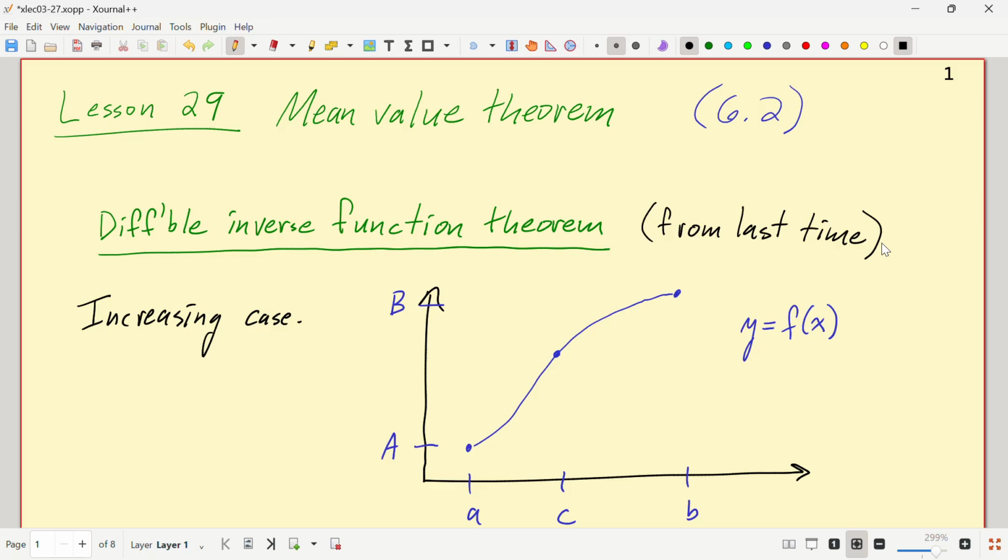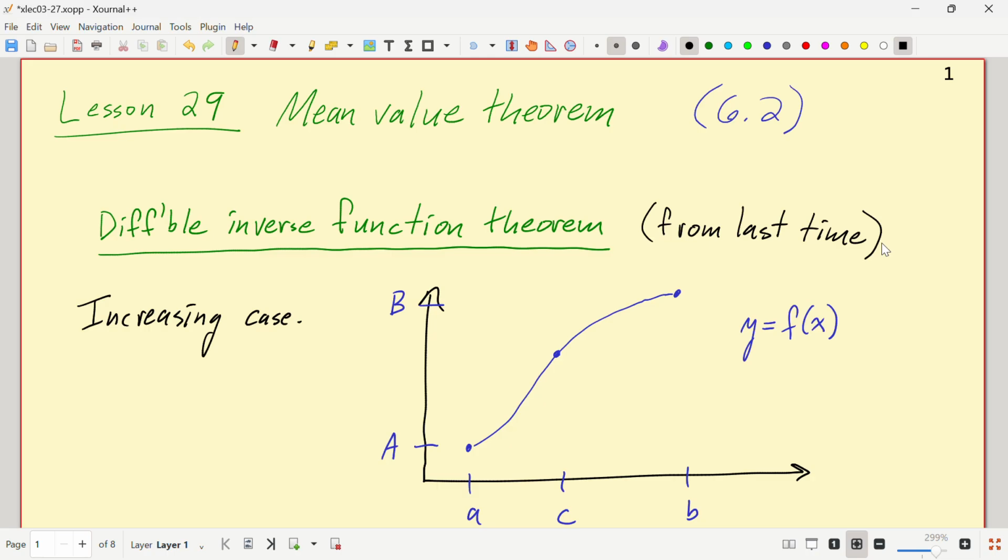Well, at the end of last hour, I got in kind of a rush, sort of blasted over this thing that I wanted to emphasize. So at the end, I was demonstrating the differentiable inverse function theorem. Last week, I had done the continuous inverse function theorem, which was about a monotone increasing function. I did the increasing case. The decreasing case is similar.